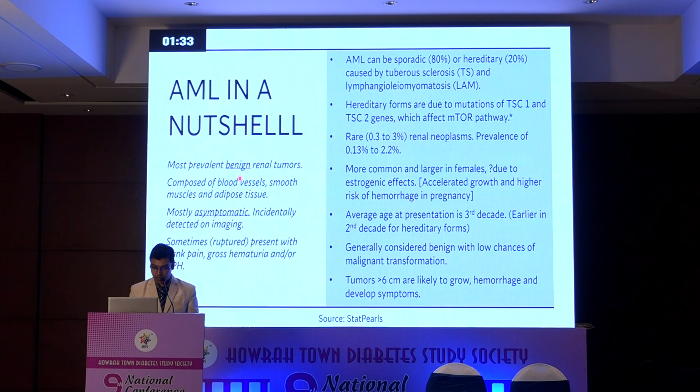AML is the most prevalent benign renal tumor. They're composed of blood vessels, smooth muscles, and adipose tissue. They're mainly asymptomatic and incidentally detected on imaging. And sometimes they present with flank pain, gross hematuria, and RPH following rupture.